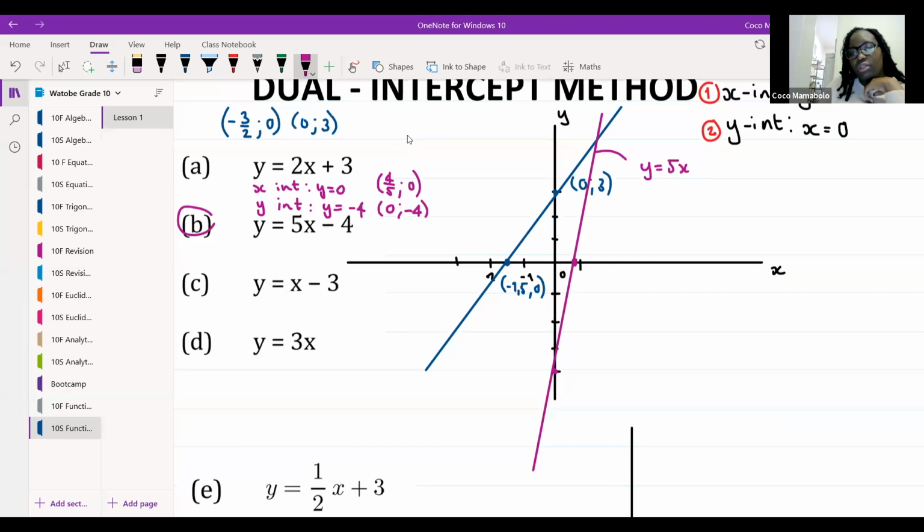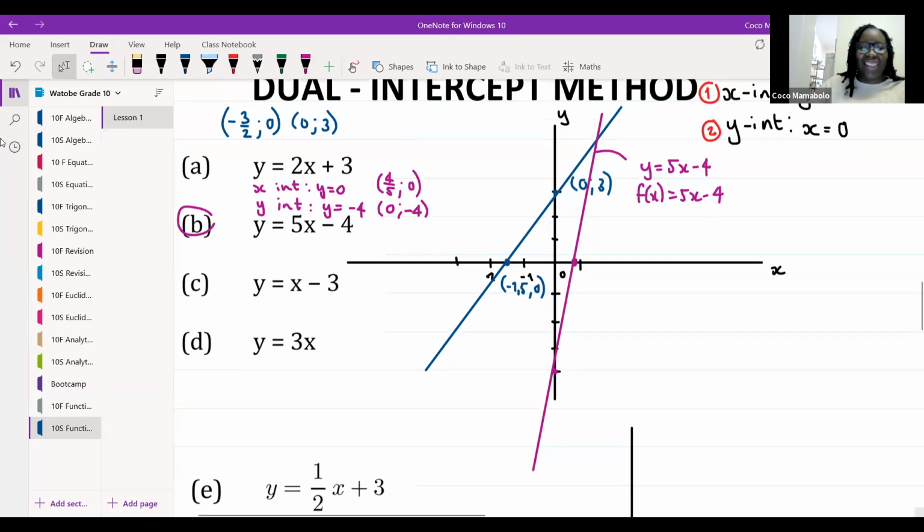You can also call it f of x is equal to 5x minus 4, which is the same thing. But Tiana, you did that amazingly. 100%. Thank you, ma'am.